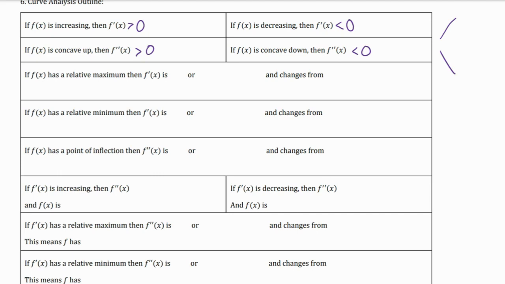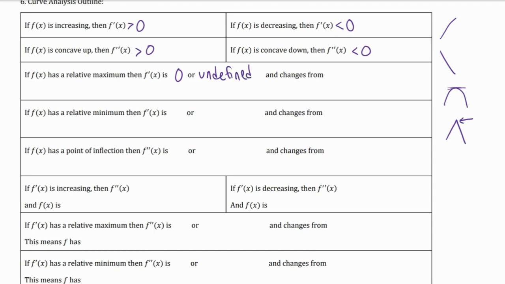If f of x is concave down, that means f double prime is negative. F has a relative maximum, okay? All right, so there are two instances I can think of where I have a relative maximum, and that is like a negative absolute value or a negative parabola. So at a maximum, your slope would equal 0, or like in the case of an absolute value, your slope is not 0, it's undefined.